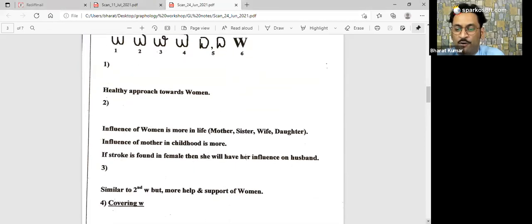In type 3 of W, actually it has traits of the second type, but generally they have more help and support of women. Those people who use type 3 of W are influenced by females and they need more help from their female partner, maybe mother, sister, wife, or female teacher.